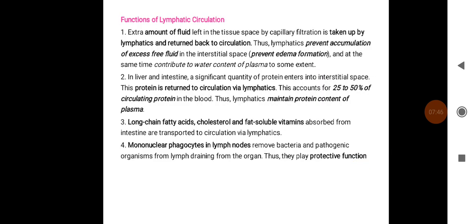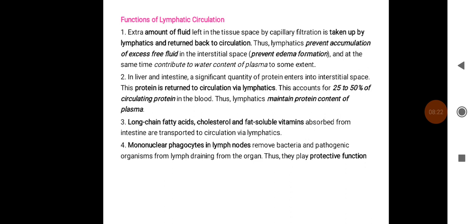Functions of lymphatic circulation. It is going to drain the extra amount of fluid left in the tissue space by the capillary filtration. That will be taken up by the lymphatics and returned back to the circulation. Thus lymphatics prevent accumulation of the excess free fluid in the interstitial space. That means it is going to prevent the edema formation, and at the same time they contribute to water content of the plasma to some extent.